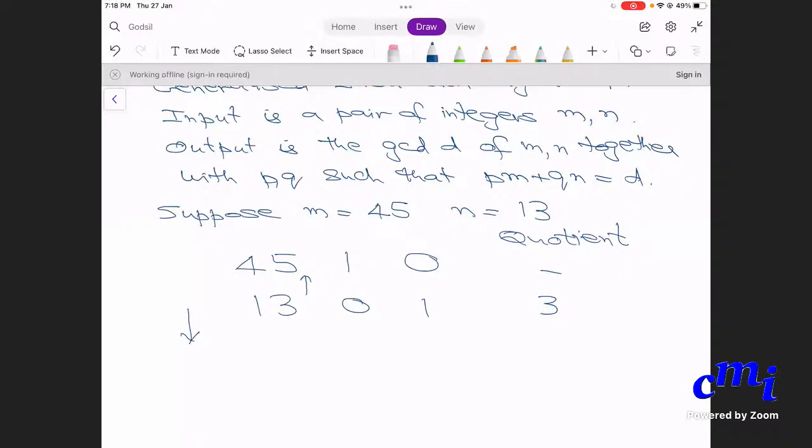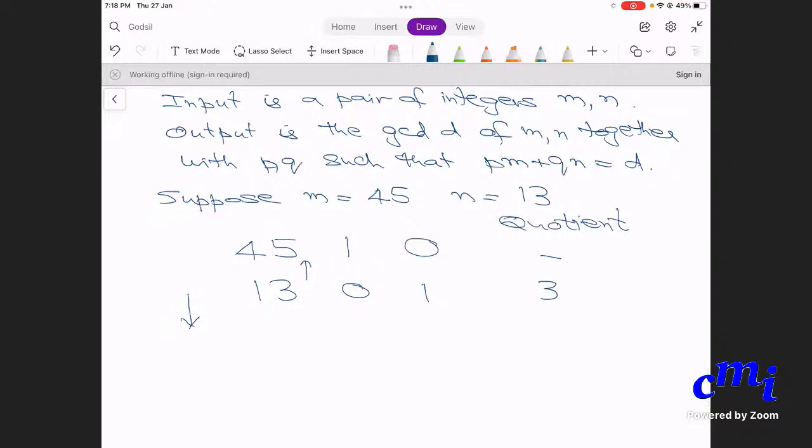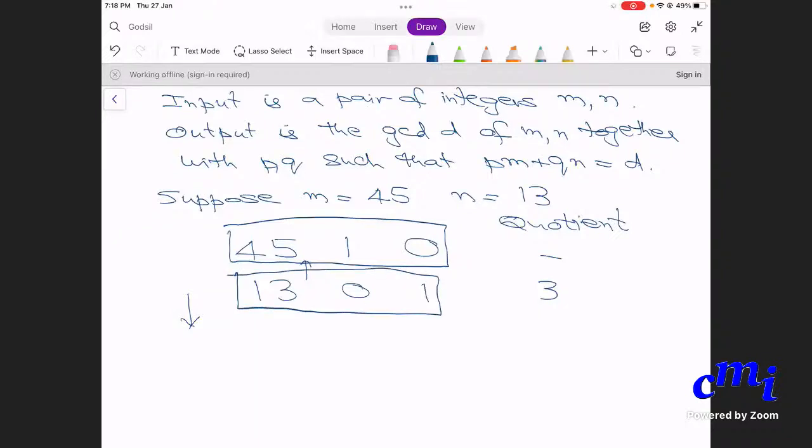Once you write down the quotient, we can fill in the next line of the table. You take the vector 45, 1, 0 and the vector 13, 0, 1, and subtract 3 times the second vector from the top vector. That is going to be the next line. So 45 minus 3 times 13 is 6. 1 minus 3 times 0 is 1. 0 minus 3 times 1 is minus 3. So this is my next line.